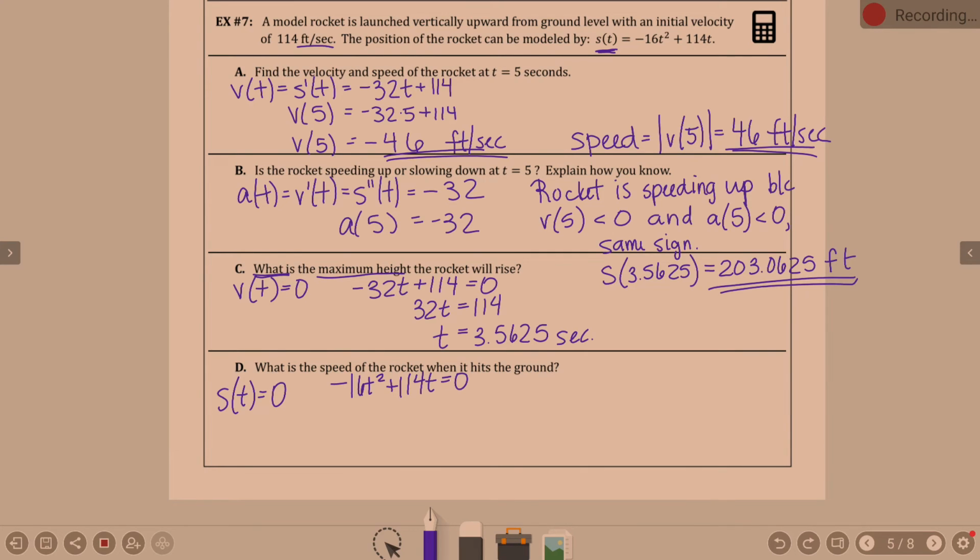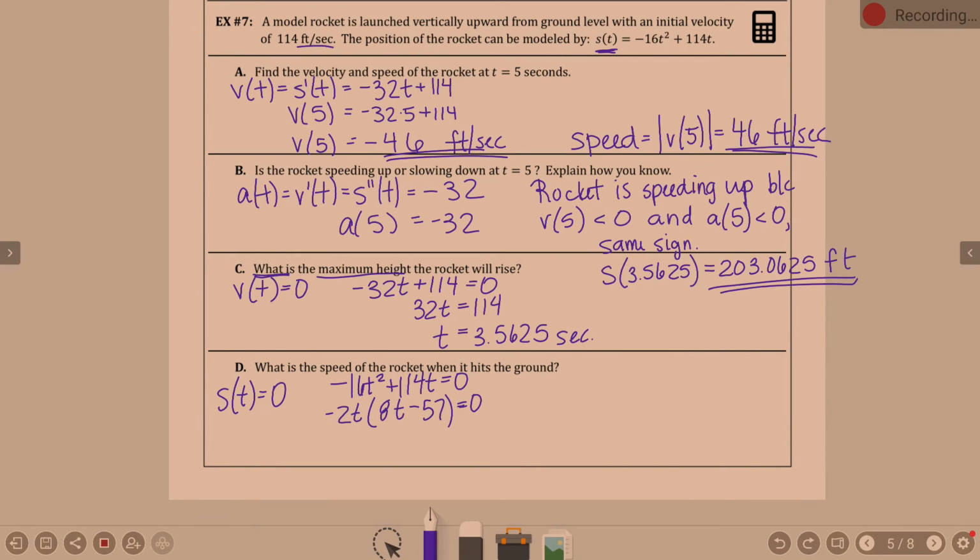I can factor out a GCF there because it's a t squared and a t term, right? So I don't want to try and move anything over. I want to keep it equal to 0. I can factor out t. 114 doesn't divide by 16, does it? No. But 16 and 114 are both even, so I can divide them by 2. I'm going to factor out a negative 2t, just because I like to have my first term positive also. So if I factor out negative 2t, that's going to leave me with 8t minus 57.